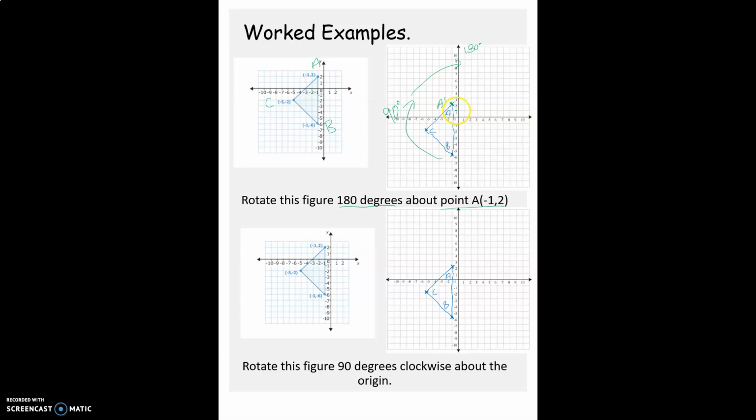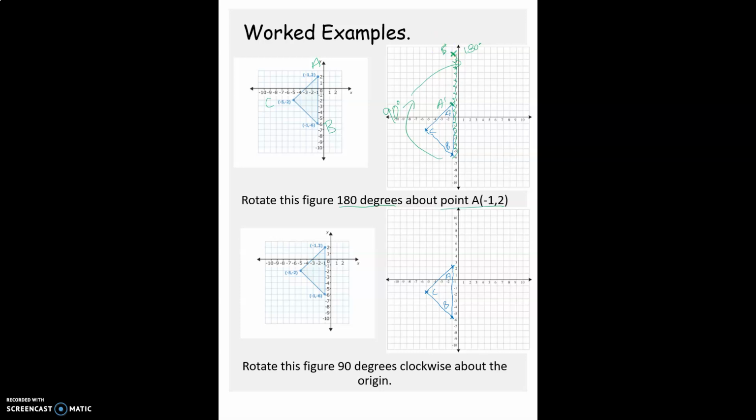Okay, what we can do here is have a look at the distance, how many squares between A and B. So 1, 2, 3, 4, 5, 6, 7, 8. And I can count those same steps up. So 1, 2, 3, 4, 5, 6, 7, 8. And then I can put my B point in up here. All right, and it's B dashed.